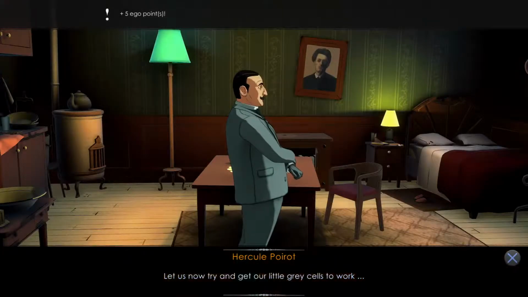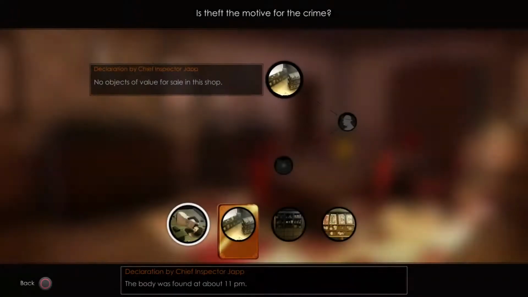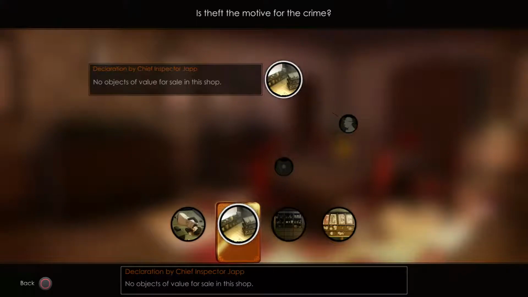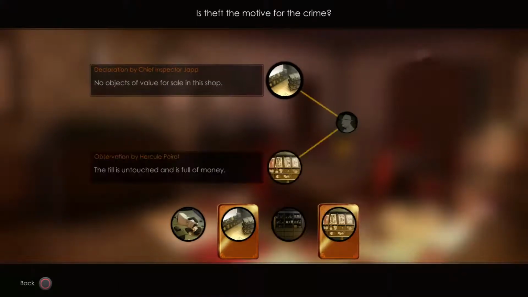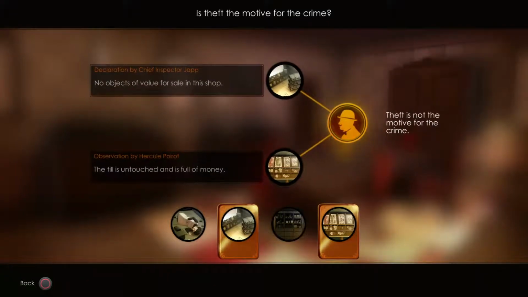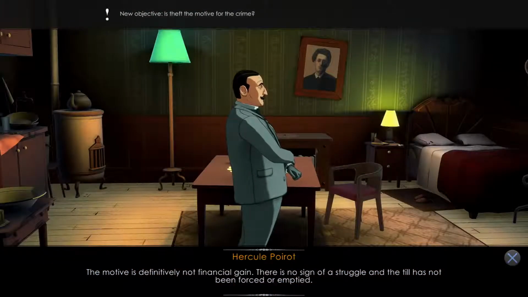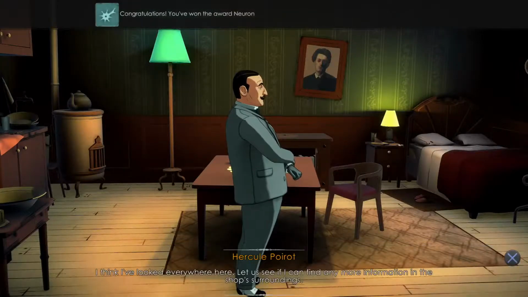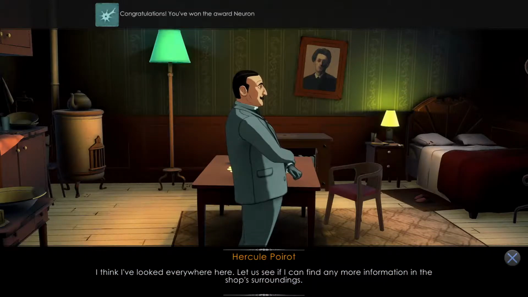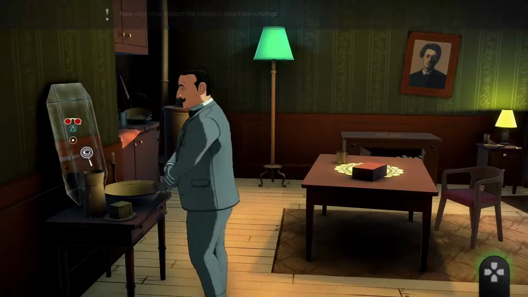Let us now try and get our brain cells to work. All right. The motive is definitely not financial gain. There is no sign of a struggle, and the till has not been forced or emptied. I think I've looked everywhere here. Let us see if I can find any more information in the shop's surroundings. I want to keep looking at some stuff.